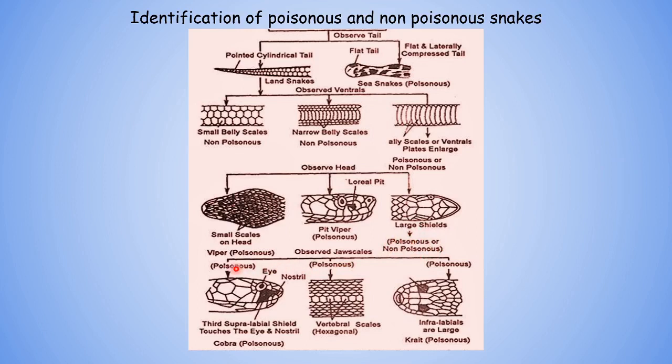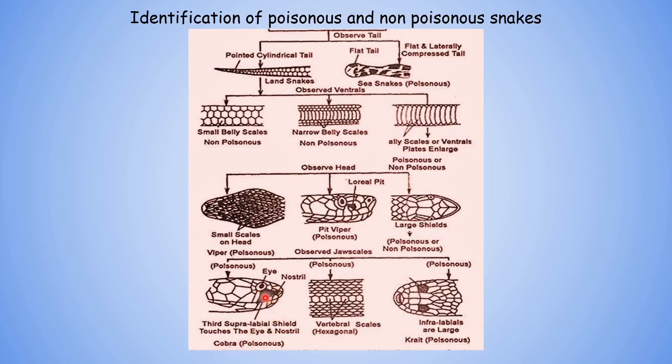So the other feature to be looked at is the third supralabial. If you can see a particular larger scale, which is called a shield, which is the third supralabial shield, and it touches the eye and the nostril, if there is a large shield starting from the eye till the nose, we can see this black marked region. If this is present, it can be identified as a cobra.